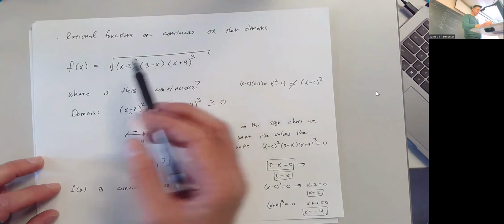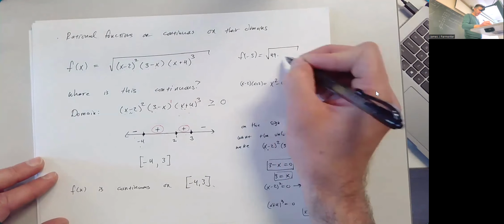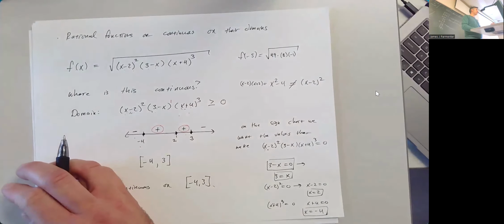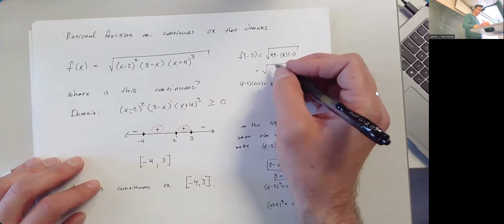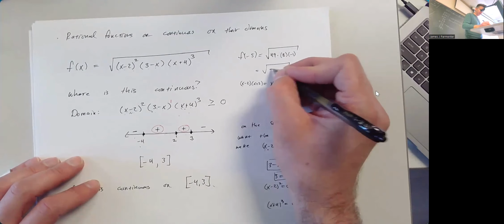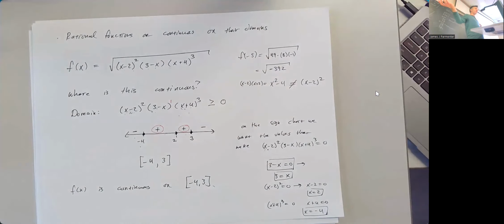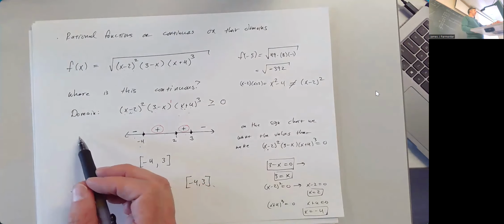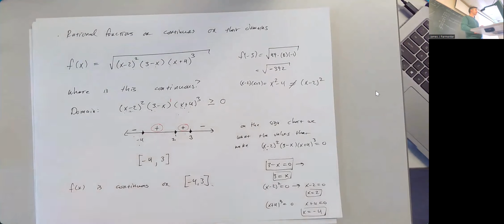So if I tried to plug in -5, it's going to be the square root of 49 times 8 times -1, which is a negative number. It's the square root of, I don't know, something like -392. What's the square root of -392? Not a real number, right? We can't take the square root of a negative number. So -5 and anything to the left of -4 is not in the domain. You can't plug that number into this function and get a real result out. So it wouldn't be negative infinity.